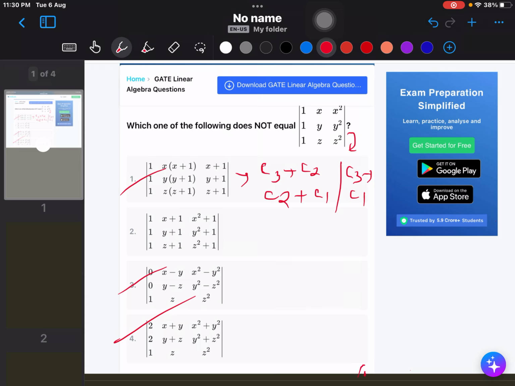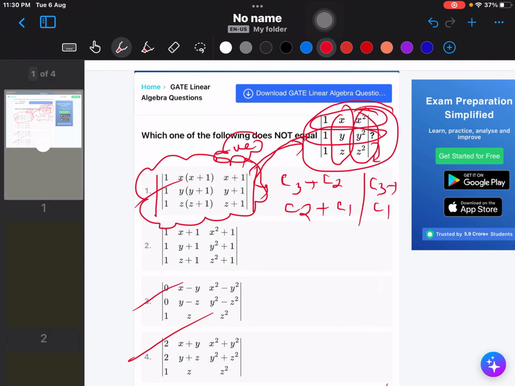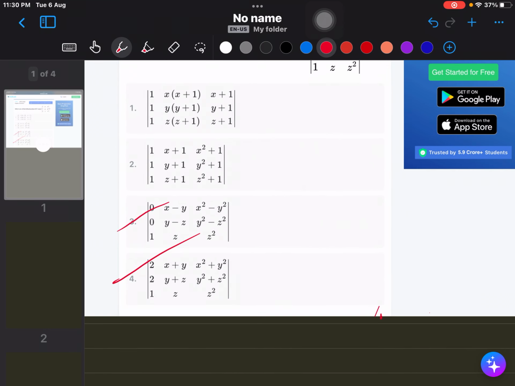But we have studied the property here. According to the property, if we change two columns or two rows of a determinant, the determinant will be the negative of what we are getting. So the value of this determinant will be the negative of this determinant. So this will not satisfy, but we will check the other equations.